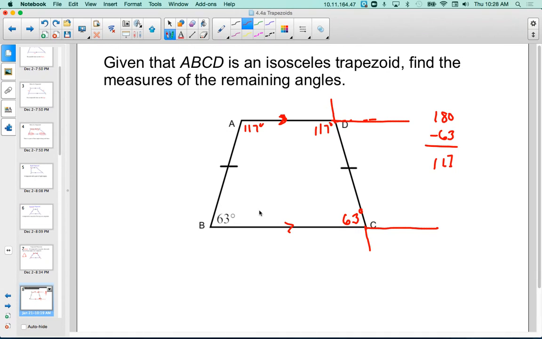We could have added 63 and 63 together, subtracted from 360, and then divided by 2 to get these angles up top. But I like using this method. If you know that in any trapezoid, whether it's isosceles or not, you use that leg as a transversal, you will have same side interior angles, which you can then use to find that angle that goes along that leg on the opposite base.